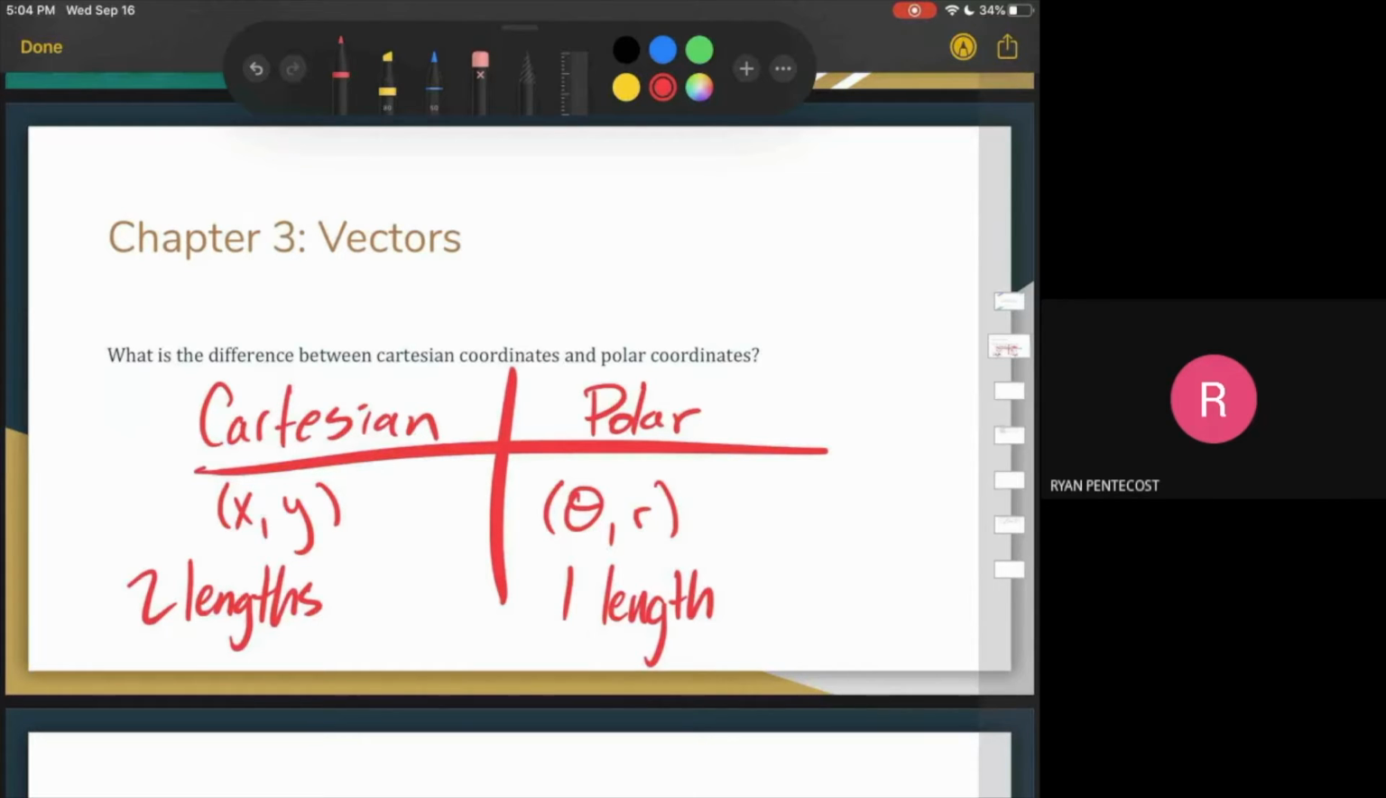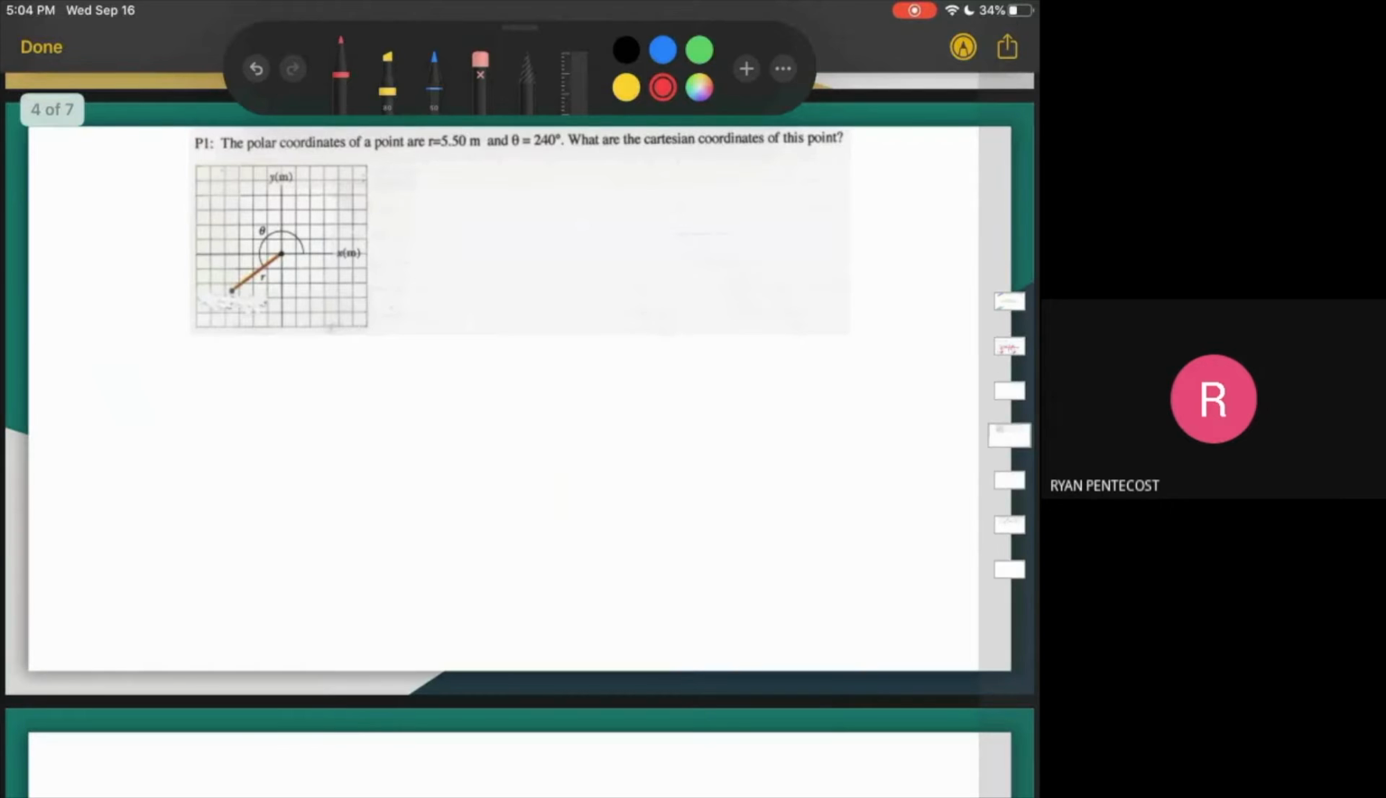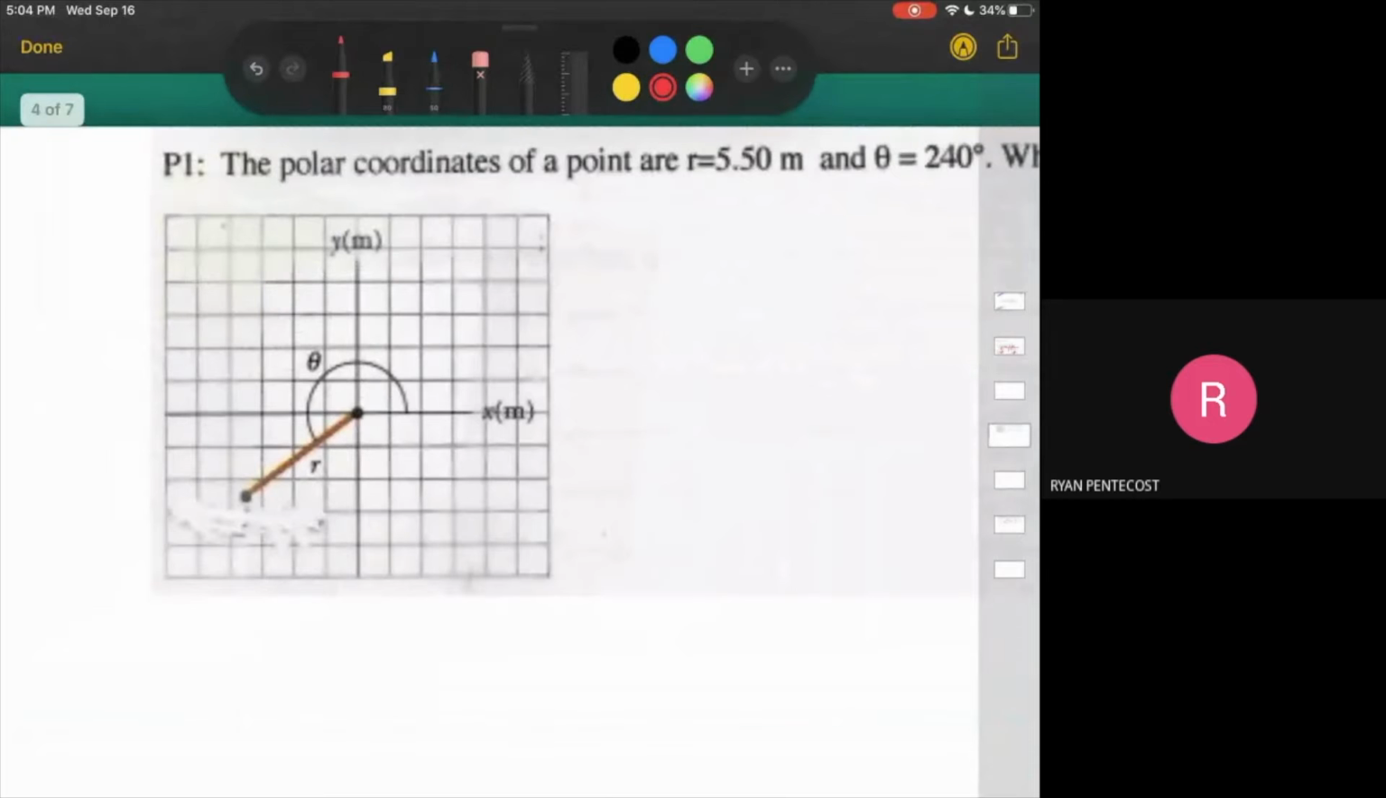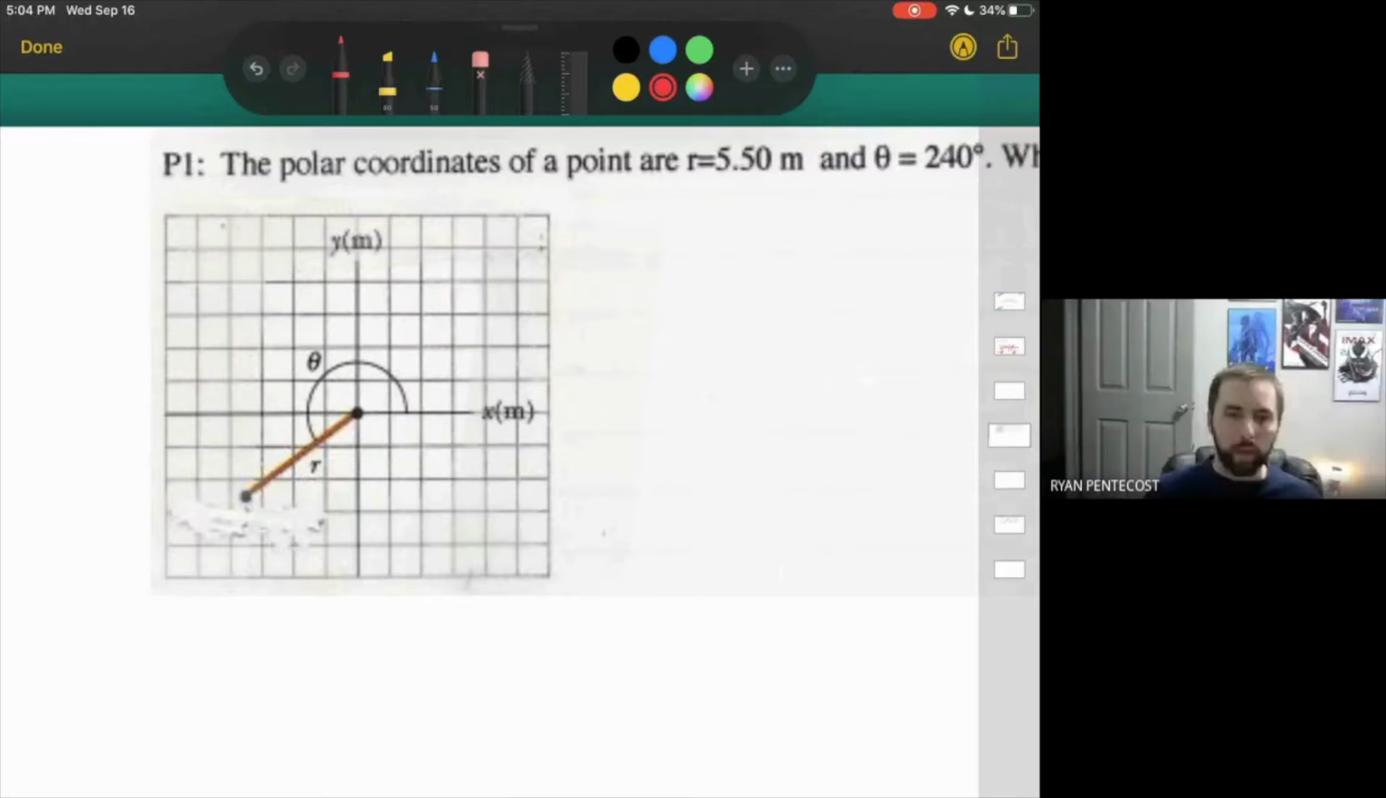So let's apply this a little bit. We have the polar coordinates of a point: 5.5 meters and theta equals 240 degrees. What are the Cartesian coordinates of this point? All right, so we zoom in here. We have an angle and a radius that are on this xy plane, right? And we have the radius r, we have the angle theta. We want to convert that into an x and y coordinate for Cartesian, right?